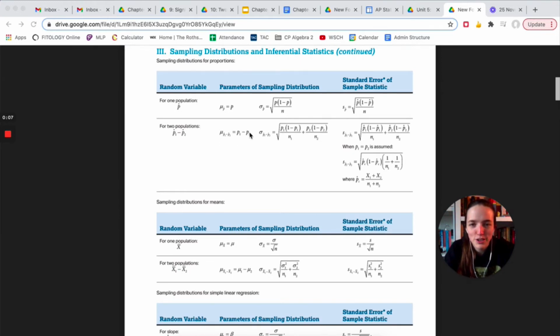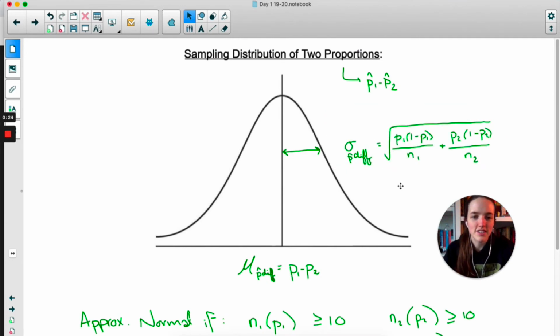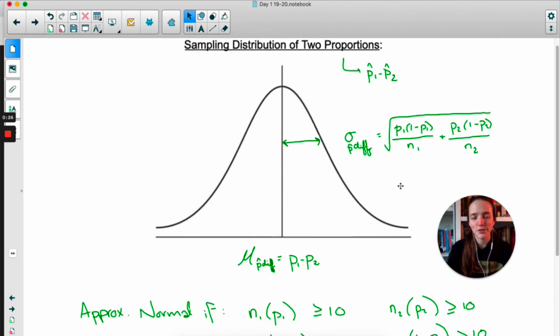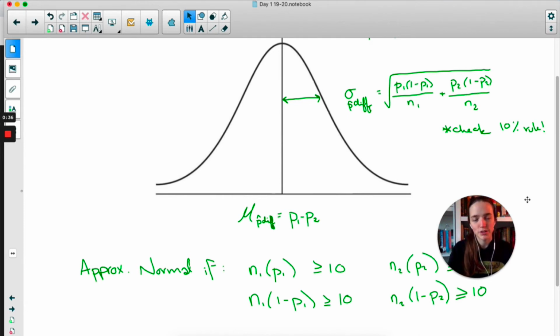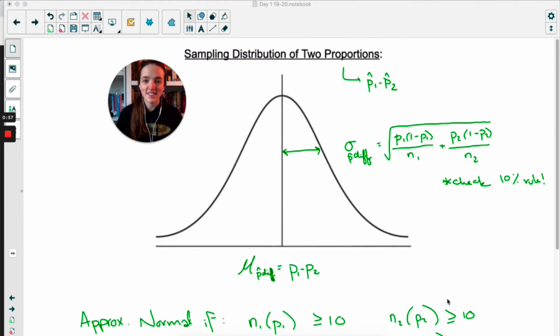Here's the center, we just said that, p1 minus p2. Here's the whole equation for standard deviation of the difference of p hat 1 and p hat 2. And there you go. You don't even need that stupid meme, you can just use this. So here it is all written out for you. The standard deviation of p hat difference, or the formula sheet writes p hat 1 minus p hat 2. I'm not going to read that to you. And just remember, we need to check the 10% rule in order to use that formula, just like we did in previous units. So this is the sampling distribution for two proportions.